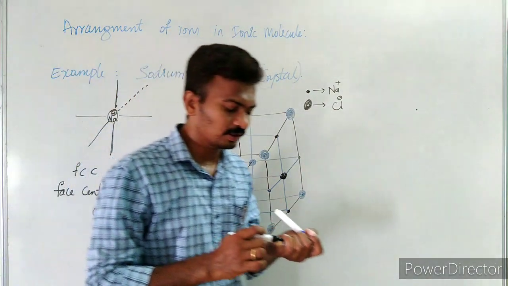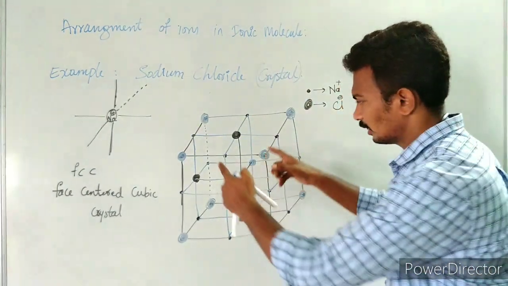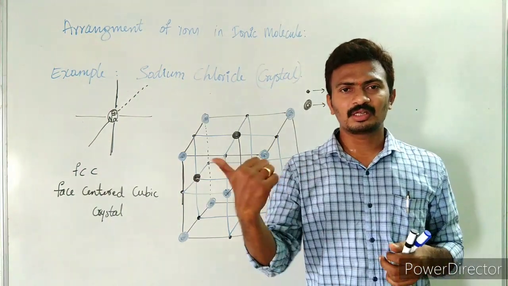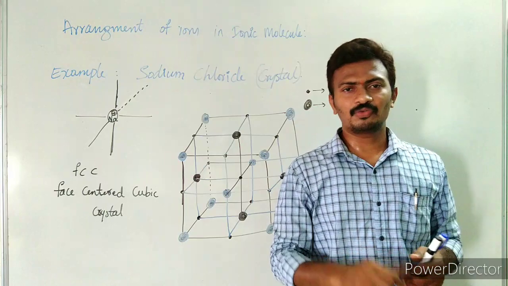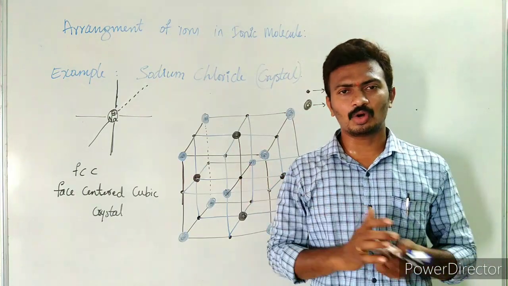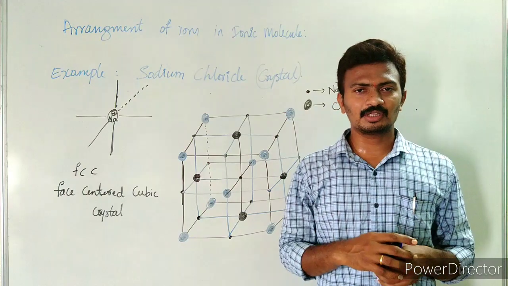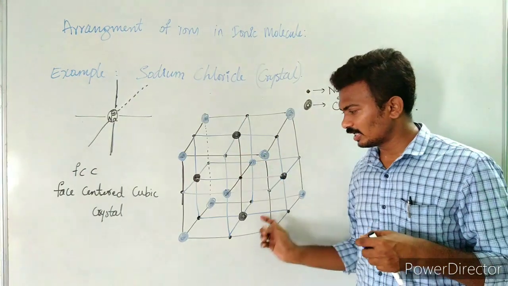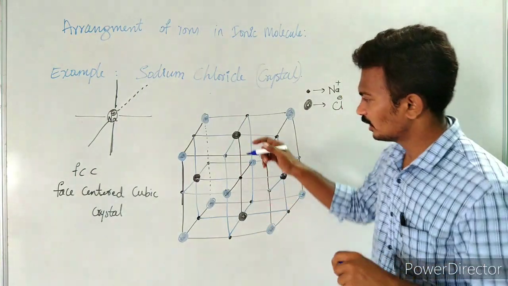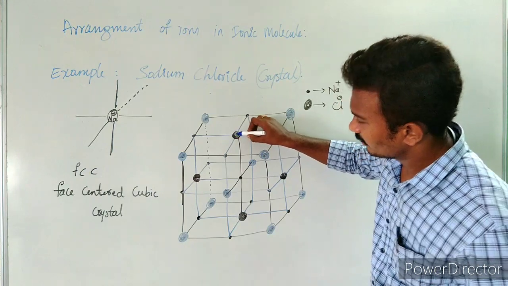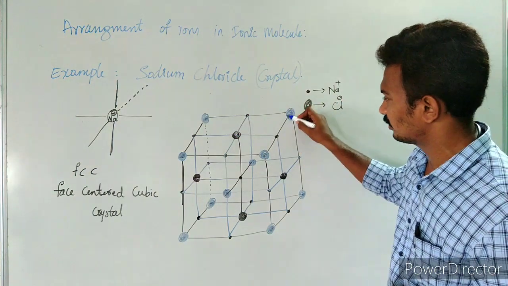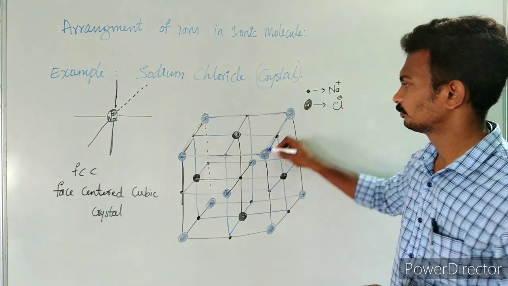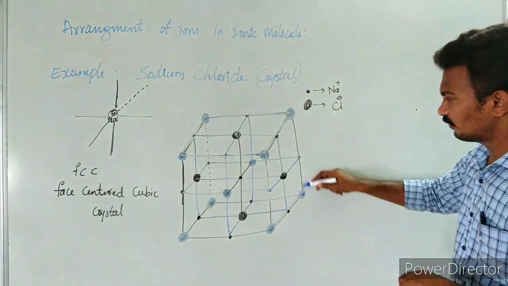So what is FCC? Let me brief you now. This is a cube. You know the cube consists of 6 faces: the top face, bottom face, left face, right face, front face and back face. And there are 8 corners with 12 edges with a center in it. Here these chloride ions are arranged at the center of every face, therefore it is known as face centered. See here, there is a chloride ion in the center of this face. This is a top face. This is a left face, right face.